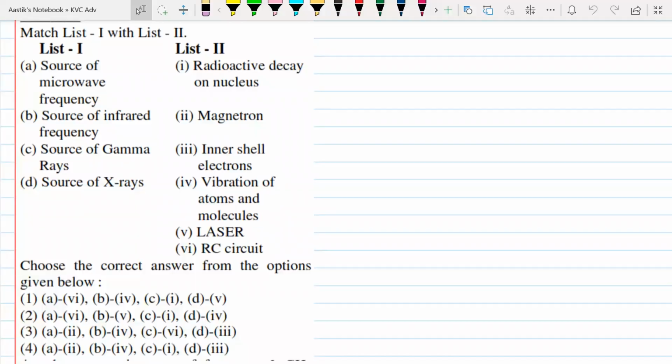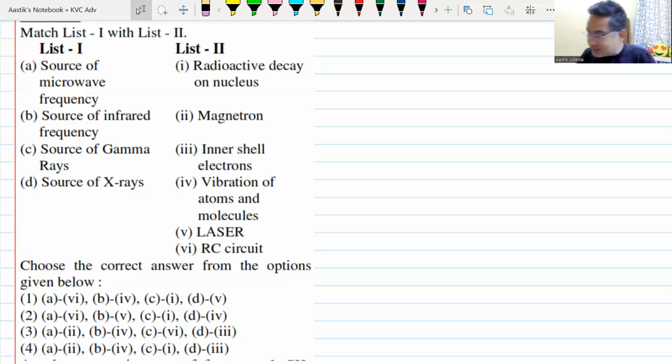Then comes this question, sir. This is the question from your 2019 paper, and I am waiting eagerly for your answers, my dear friend. What is the answer for this one? Yes, my dear friends. Which one? Option 4. Source of microwave is magnetron. That is there in option 3 and option 4. Option 3 and option 4 only differ in options C and D. Source of gamma rays is radioactive nucleus. Therefore, answer is option A.